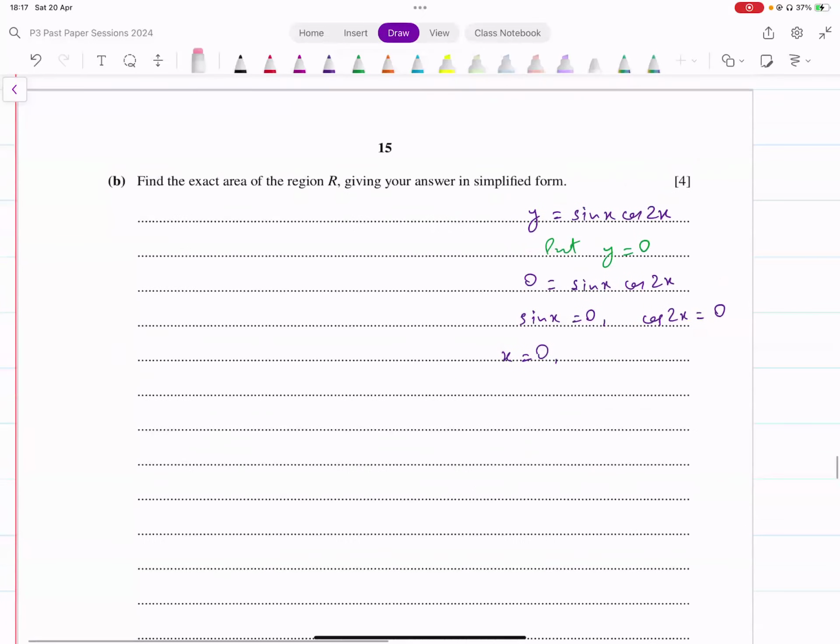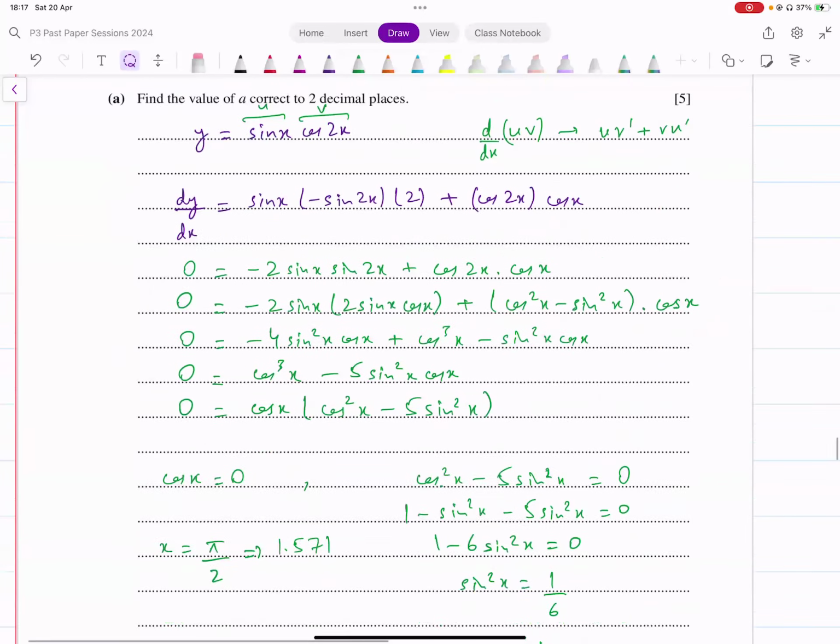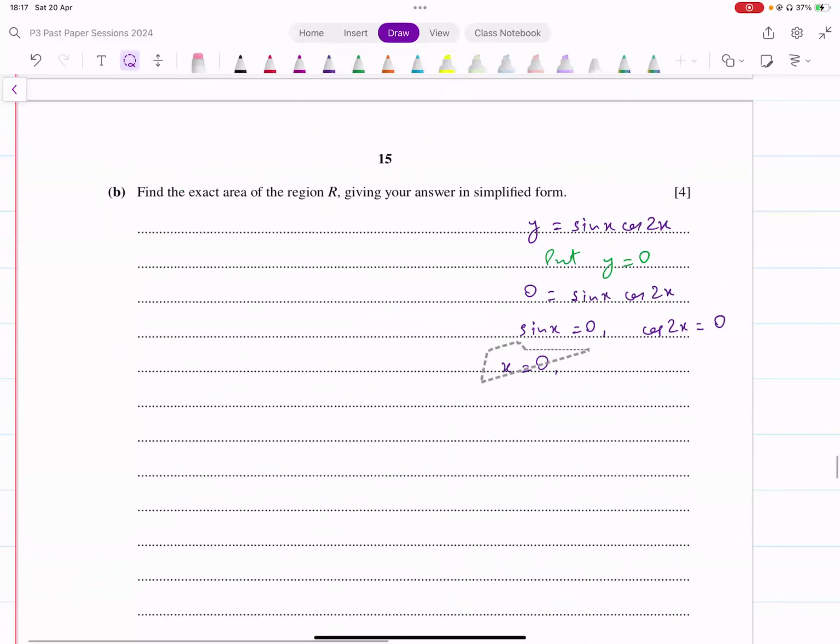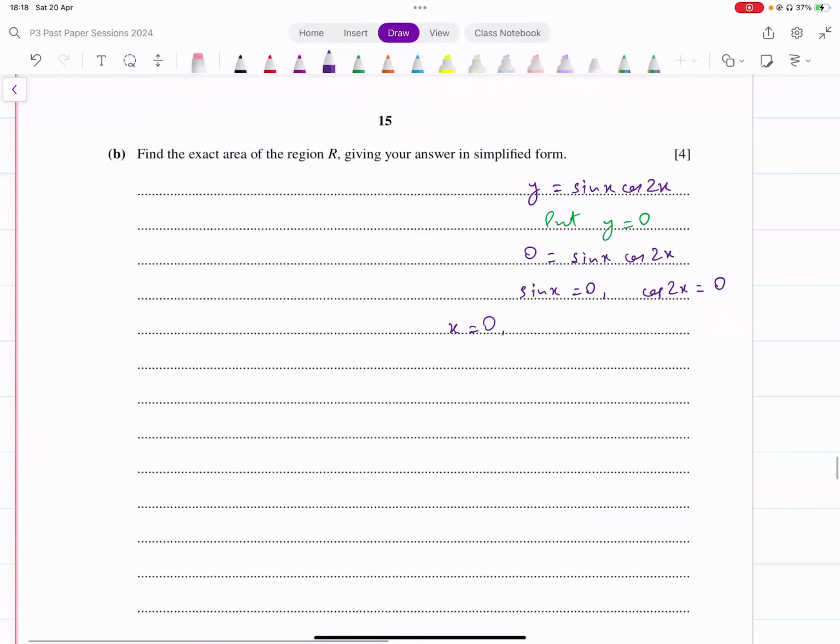Okay, what's the next value after that? When is sine 0 again? It's 0 again at pi over 2. Okay. Think of the graph of sine. It starts from 0 and then it becomes 0 again at pi over 2. Sorry, not pi over 2, pi. And then 2 pi, but 2 pi is going to be outside the interval.